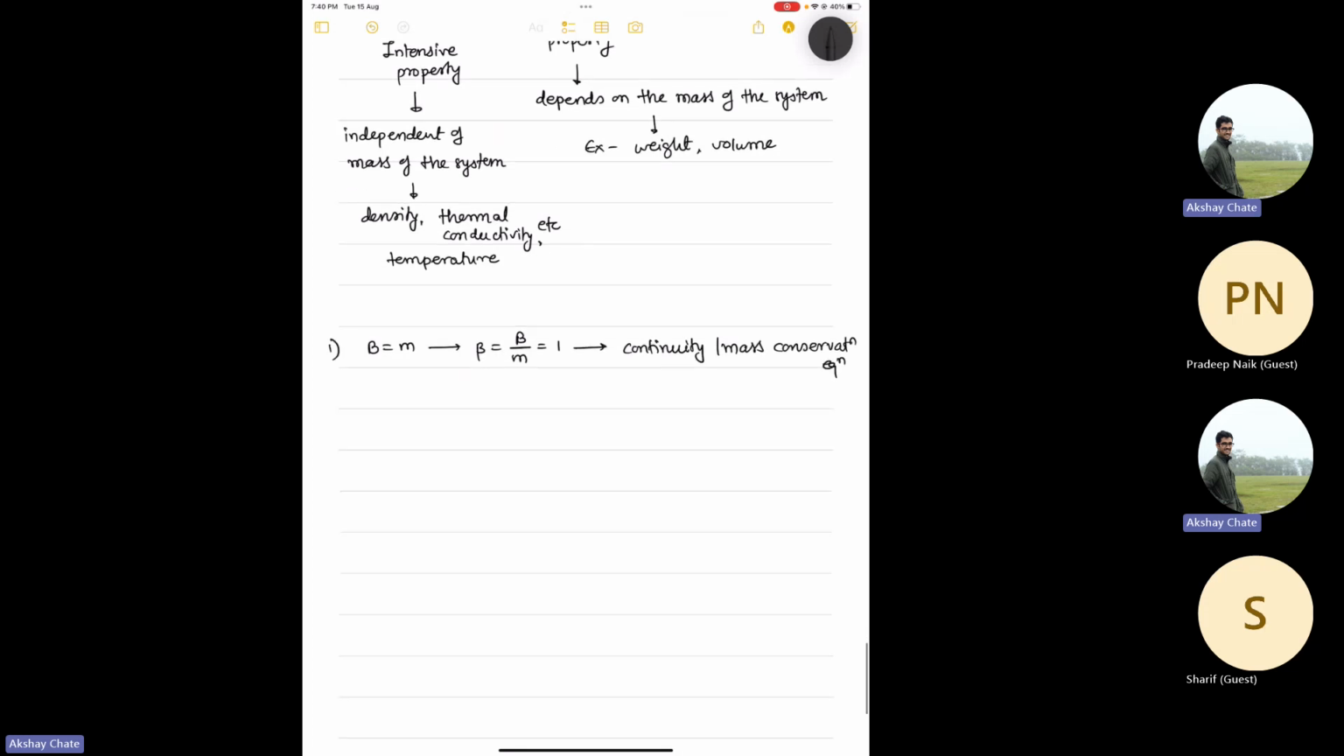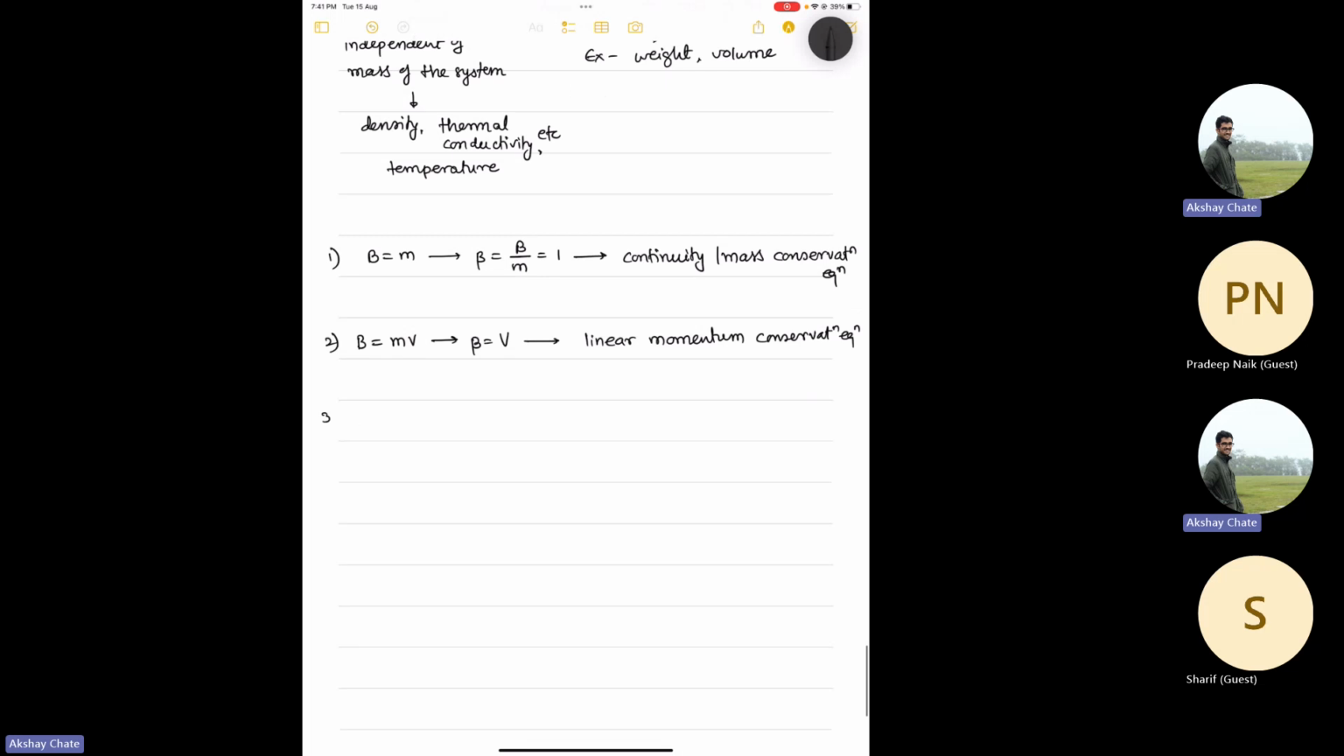So that is first. Second, if you put capital B as your linear momentum of your system, then beta becomes your velocity of the system, and this gives you the linear momentum conservation equation. Third case, you put beta as your angular momentum.